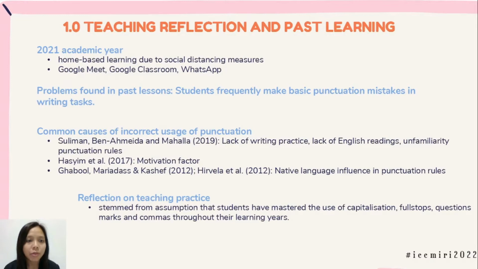In the academic year of 2021, home-based learning has been carried out due to social distancing measures. So for my English class with my Year 5 students, I use Google Meet for my interaction with them, Google Classroom to manage the tasks and learning materials, and WhatsApp is the main communicative tool. And for the past few lessons, I found that students frequently make basic punctuation mistakes, especially in their writing task.